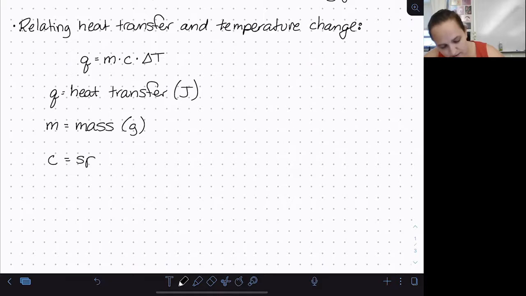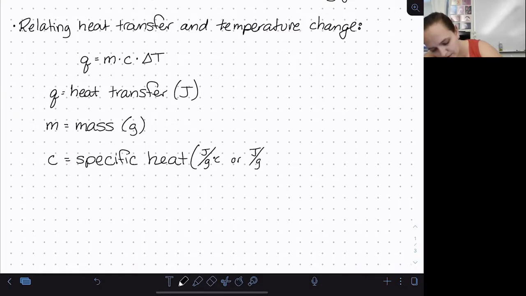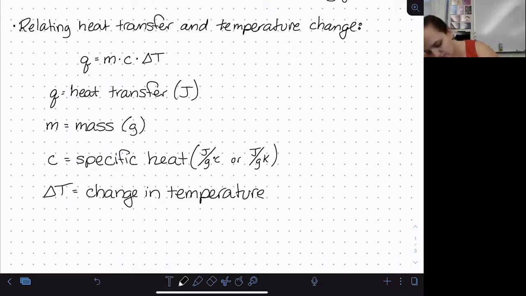c is the specific heat, which we just talked about, in units of joules per gram degree Celsius or joules per gram Kelvin. And then delta T is the change in temperature, in either degrees Celsius or in Kelvin.